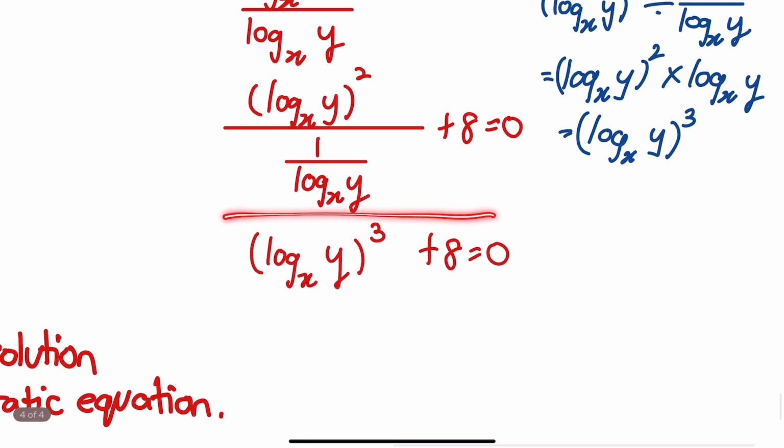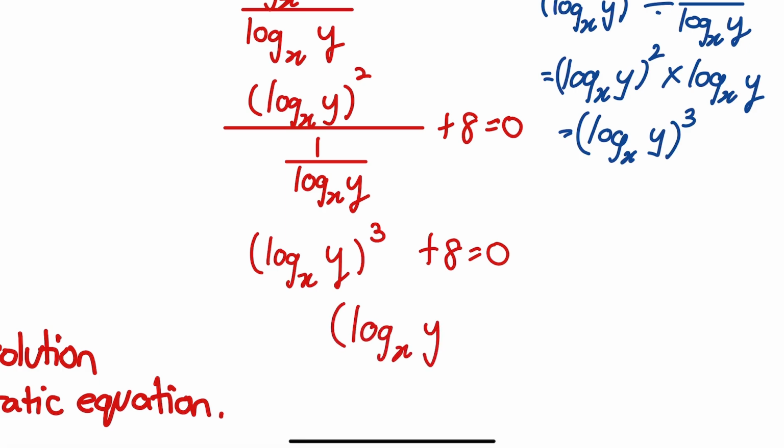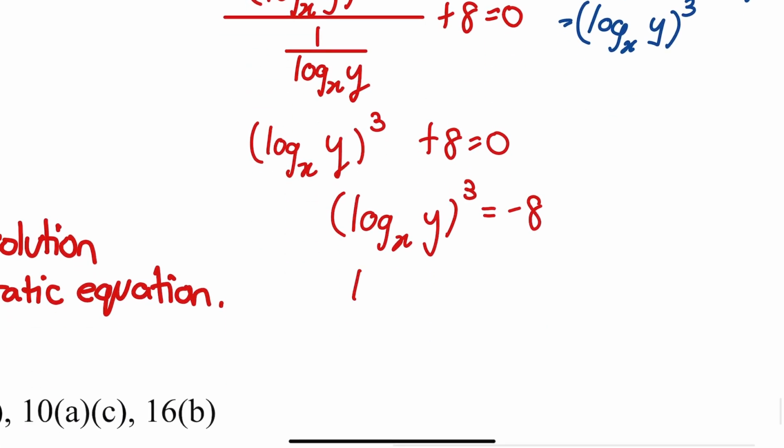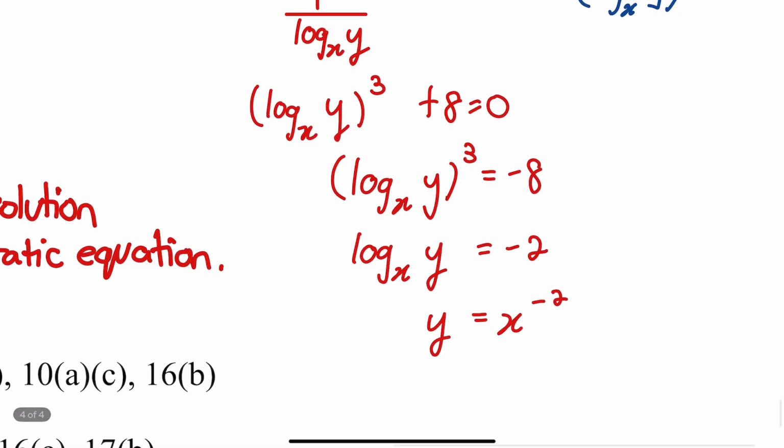And very simply, how do we solve this cubic equation? I can simply subtract 8 on both sides of the equation. Log base x of y, whole thing to the power 3, is equal to negative 8. Remember, I can cube a negative number, so this means that log base x of y is equal to negative 2. So this is my logarithmic form. Convert to exponential form: y is simply equal to base x to the power negative 2, which means that y is equal to 1 over x squared.